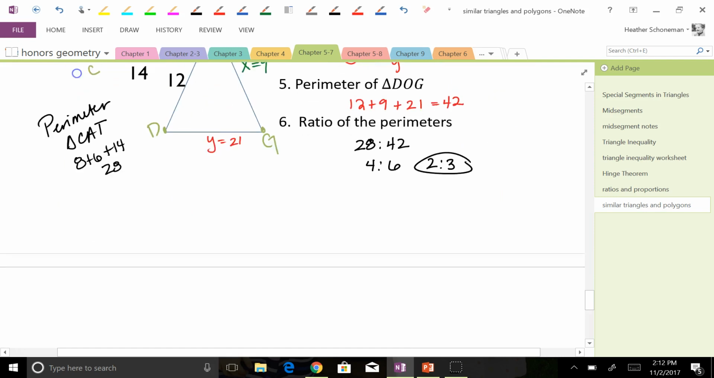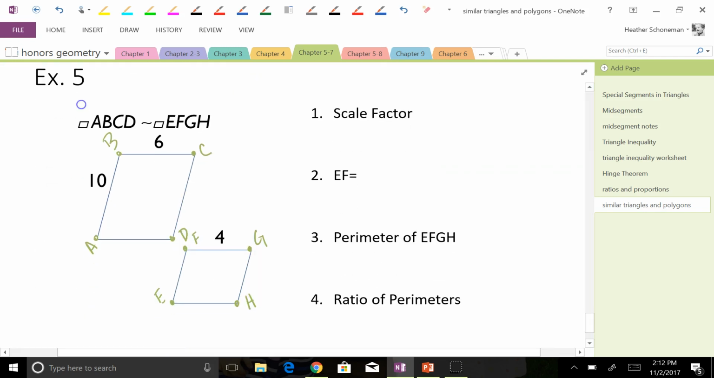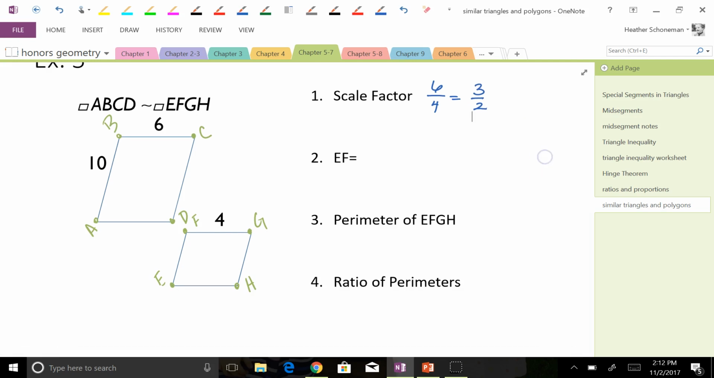Alright, let's try another one of these. Scale factor. I've got to match up 2 corresponding sides. So I'm going to match up the 6 and the 4. That's going to be 3 to 2. That part's easy. Now what I haven't taught you about is parallelograms. What you need to know is that a parallelogram is like a rectangle: opposite sides are congruent. So we would know that this is 10, and this is 6, and this is 4, without even doing any work. We just know that. All right, but now it wants us to find EF.